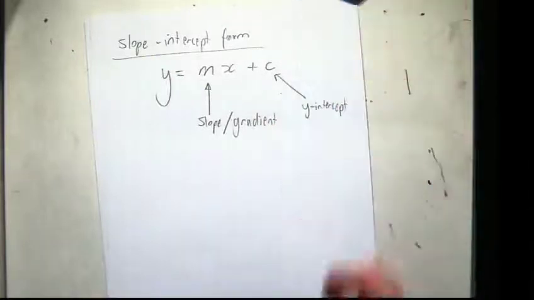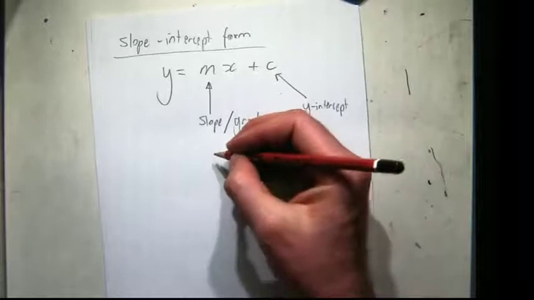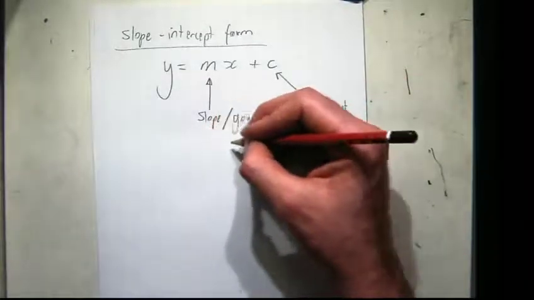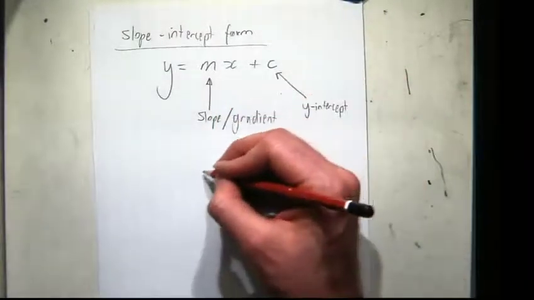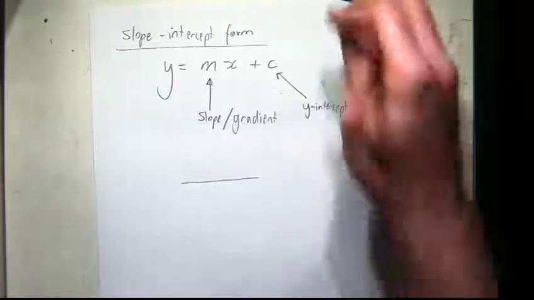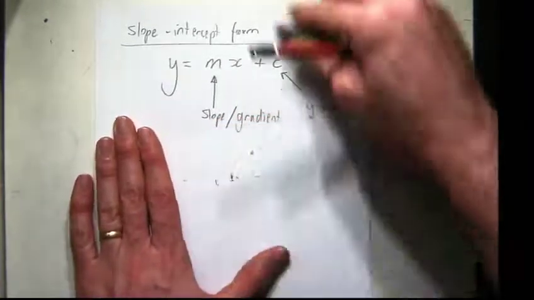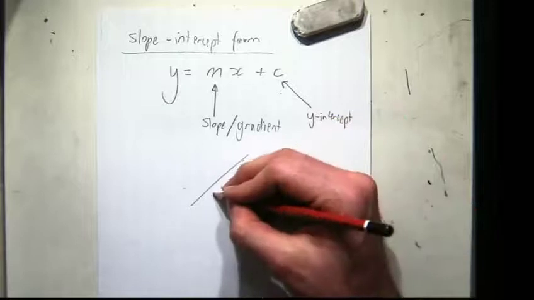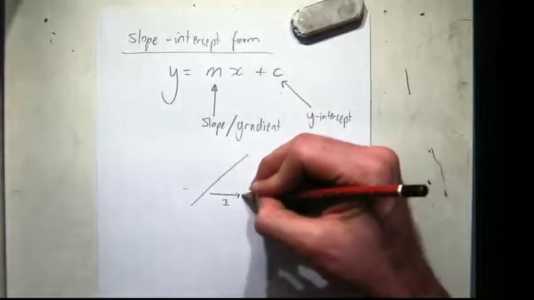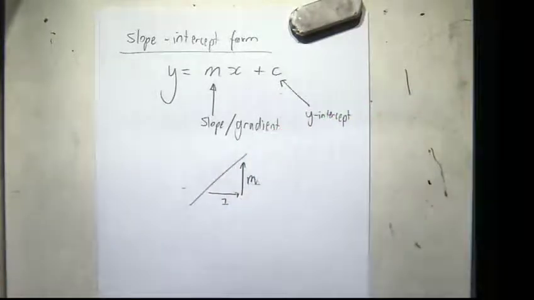The slope or the gradient tells you how far up or down it goes for every one across. Okay, so the fact that that's a slope or gradient, if m is positive, then that's telling me that if I go 1 across, it will go up m. That's what it means to have a slope of m.